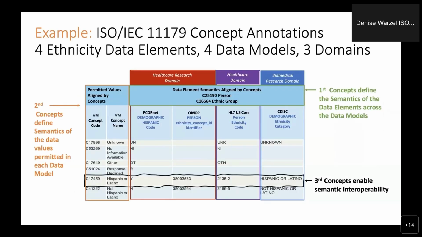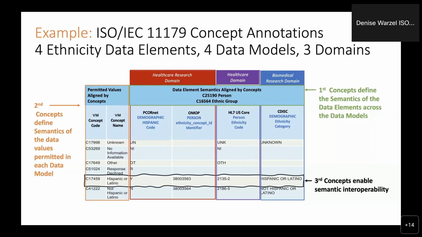Here's an example of a data element that's been represented in 11179 with concept annotations. This is the ethnicity data element. And this is a busy slide, although some of your slides were much busier, so I don't feel too bad. If you look at this, I've got the three different domains across the top. The red is representing the healthcare domain, which is slightly different. That means the data that's in an electronic health record system, as opposed to healthcare research, which is data that's been extracted from a healthcare system. And then we have the biomedical research domain, where the data is normally collected in a clinical trial in a different kind of data system than what you see in the EHR.